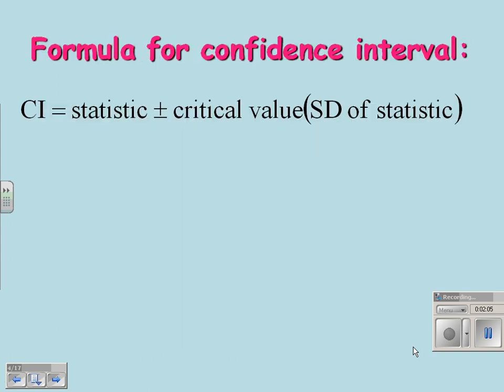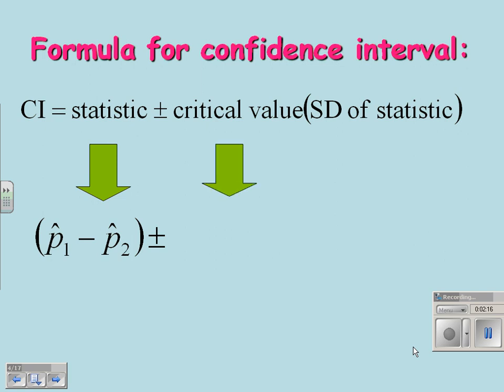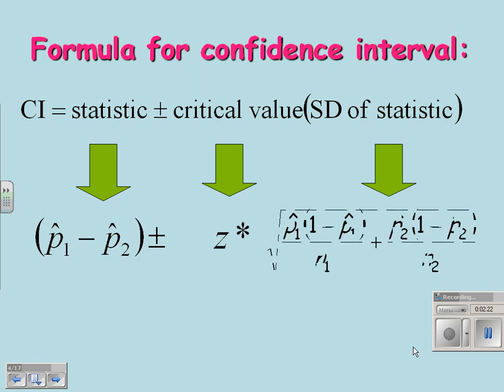The formula for a confidence interval, in this case, is the statistic, given by p hat 1 minus p hat 2, plus or minus the critical value, which is going to be the z star, times the standard deviation of the statistic, which is given by the standard deviation of the two p hats. All right, that should look very familiar to you. It's very similar to the one-sample z proportion, except it now has two of them and we're subtracting them.